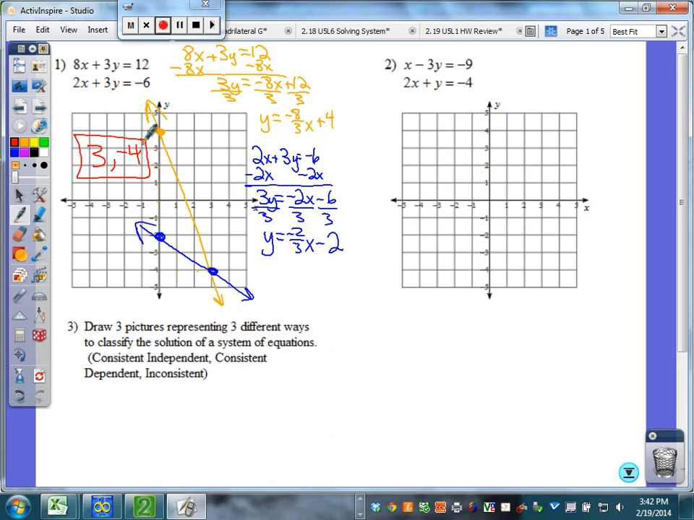Okay. Same thing for the next one. Go ahead and place these both into slope-intercept form first. And then graph. And find the solution.